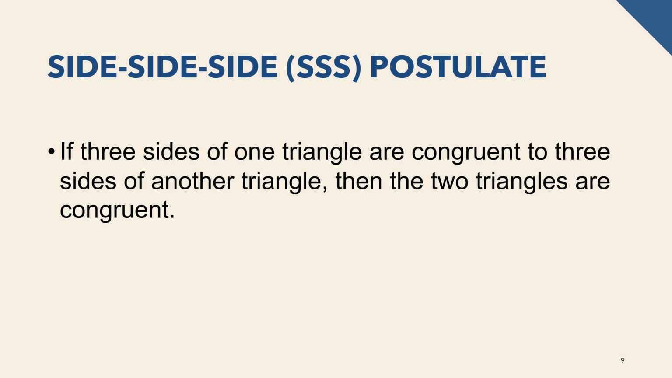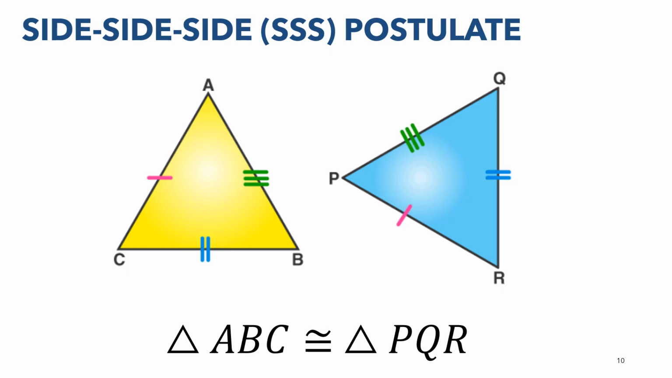All right, side, side, side is the easiest. It is the one where all three sides are labeled. Here's a picture of side, side, side. Here you can see that all three sides have tick marks on them.